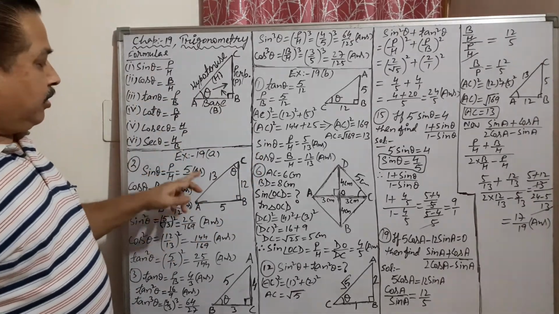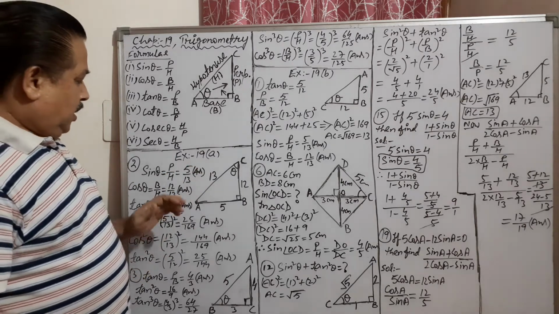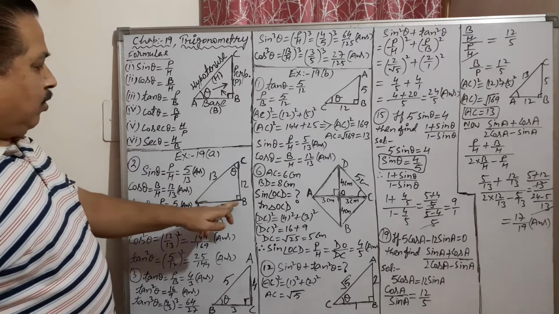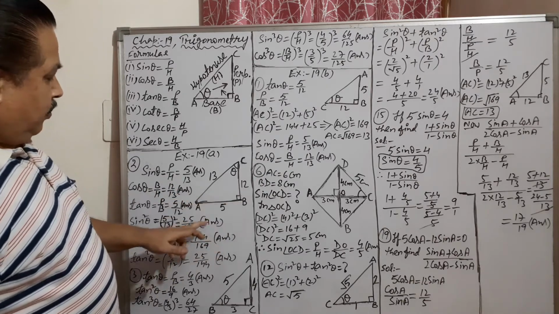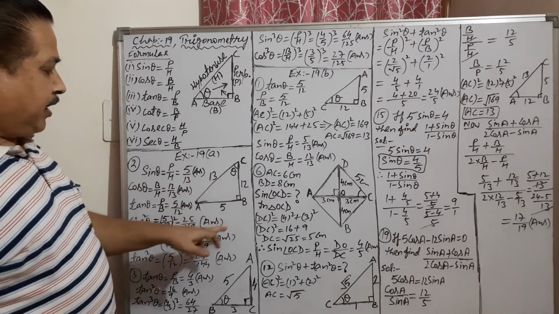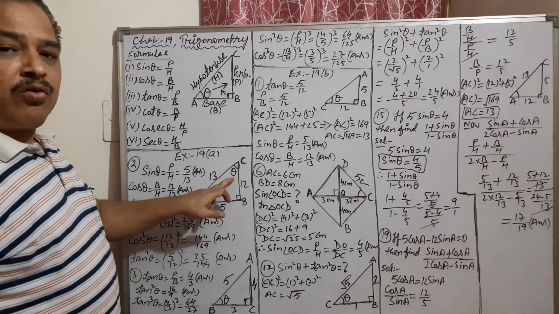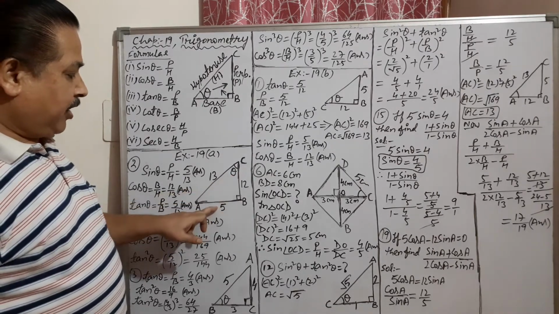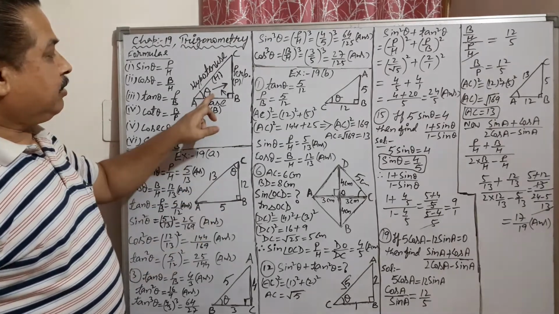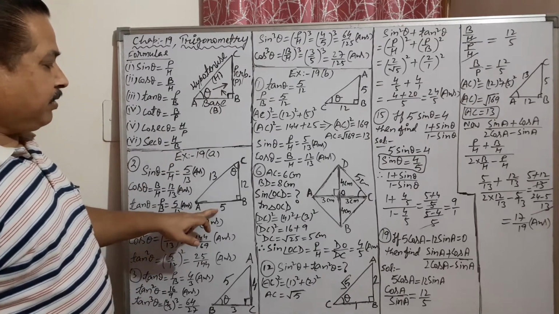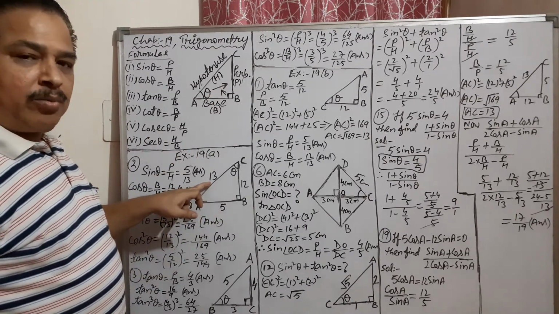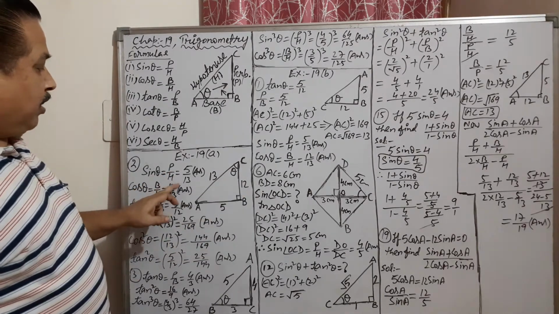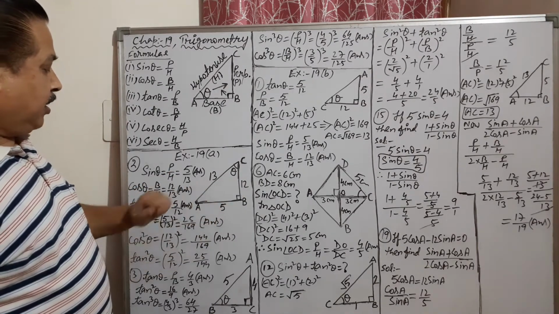And now see the exercise 19a. Sin theta value we have to find out by this diagram. So in this diagram, all the values are given, and theta is given over here. So theta opposite side will be this one. This theta opposite side will always be perpendicular. So 5 is perpendicular, 13 is hypotenuse, and this will be base. Now sin theta is perpendicular upon hypotenuse, so 5 upon 13 is the answer.